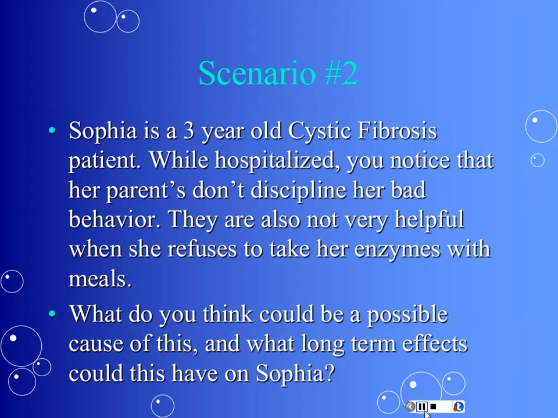So Sophie is a 3-year-old with CF. While hospitalized, you notice that her parents don't discipline her bad behavior. They're also not very helpful when she refuses to take her enzymes with meals. What do you think could be a possible cause of this, and what long-term effects could this have on Sophie? They feel guilty. Yeah, definitely. Guilt is definitely the cause, probably.